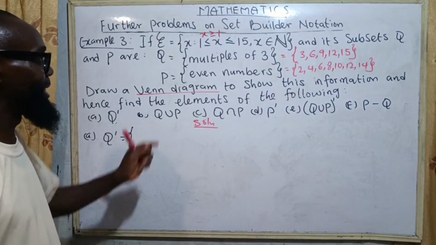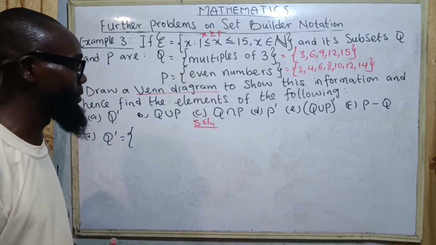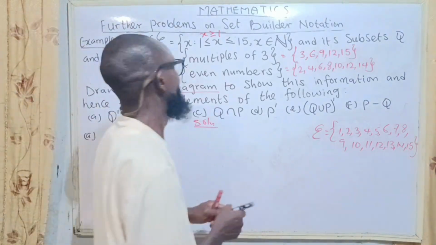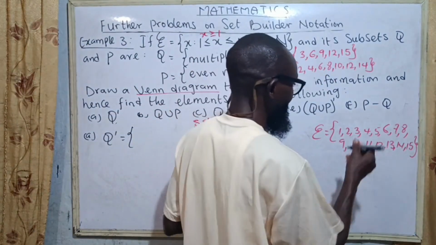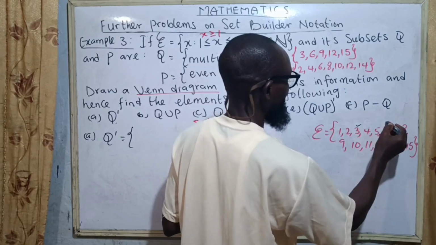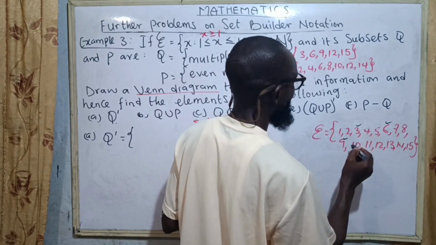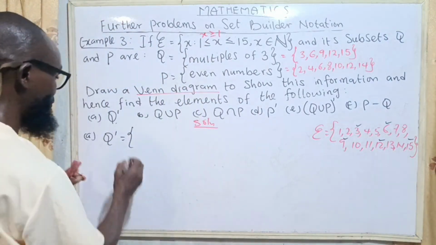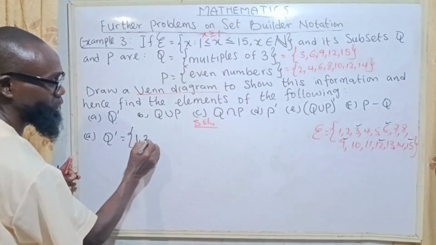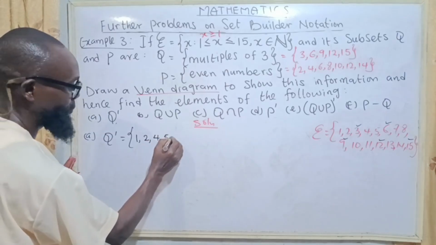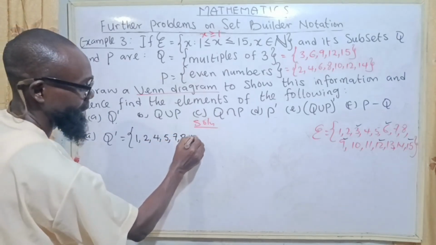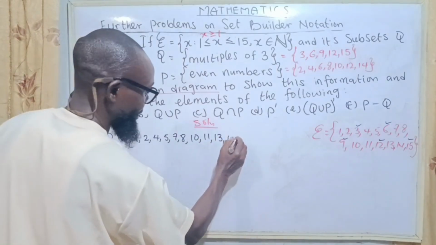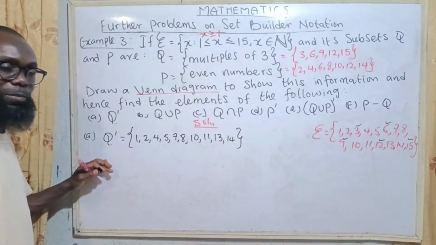So our universal set is elements from 1 to what? 15. When you remove the values of Q from this universal set, you remove 3, 6, 9, 12, and 15. So the remaining ones are the complements, which are 1, 2, 4, 5, 7, 8, 10, 11, 13, 14. So these are Q complements.